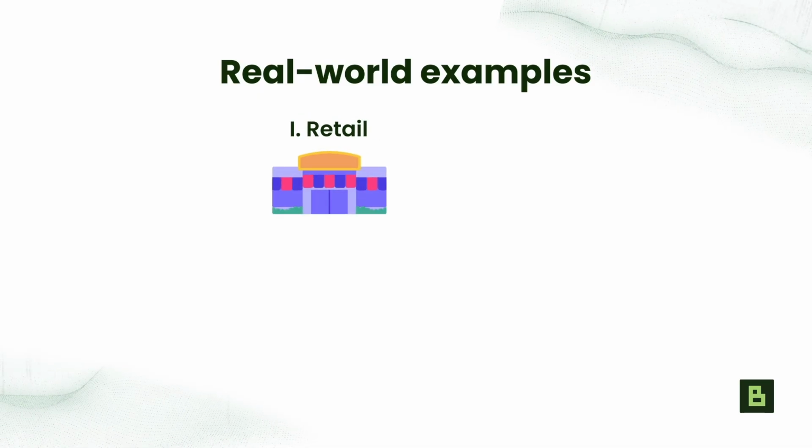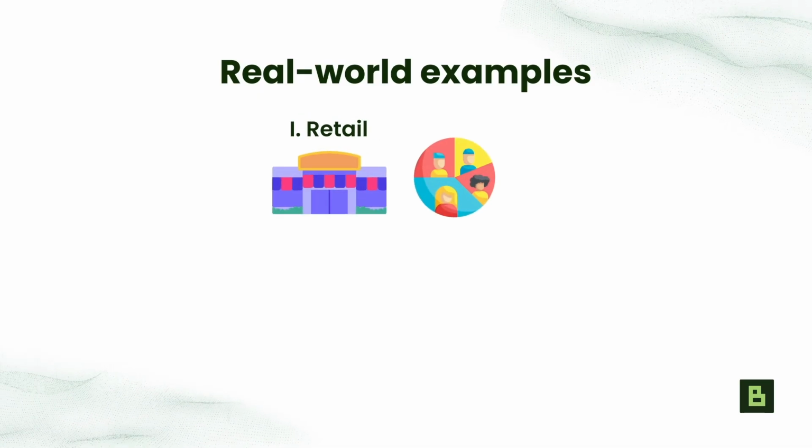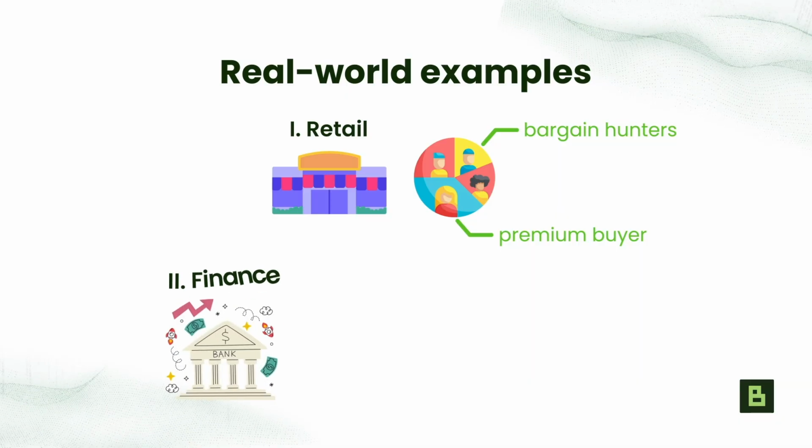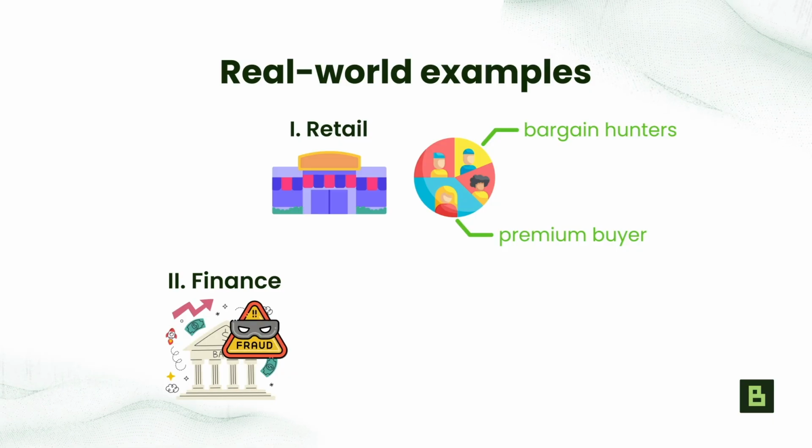In retail, clustering is used to segment customers based on shopping behavior. One cluster might be bargain hunters, buying mostly discounted items, while another prefers premium products. This helps businesses personalize marketing strategies for each group. In finance, clustering detects unusual transaction patterns that might indicate fraud. Transactions that don't fit into any existing cluster of normal behavior can be flagged for review.